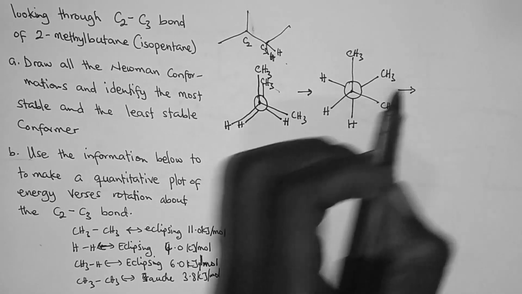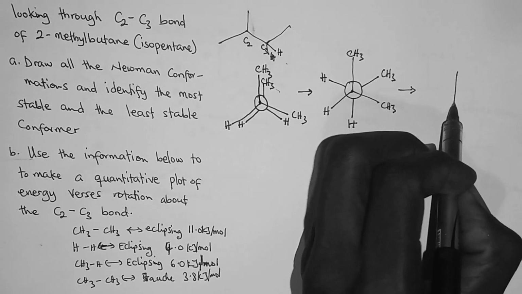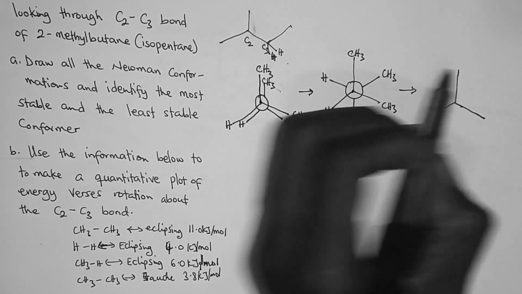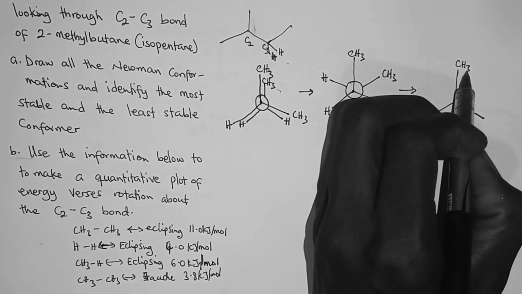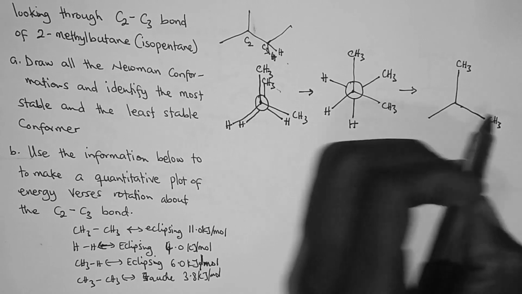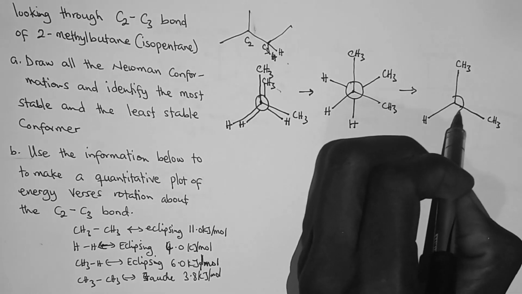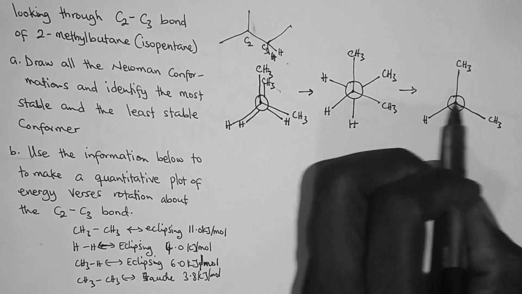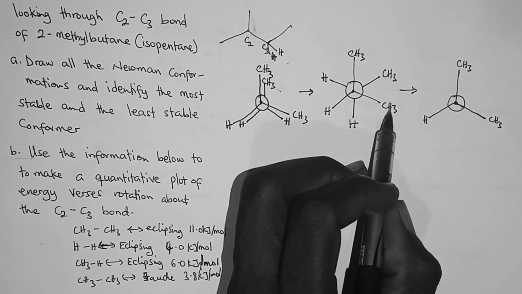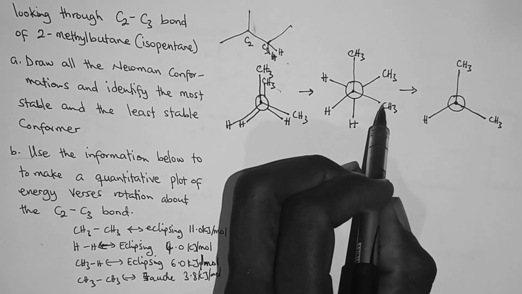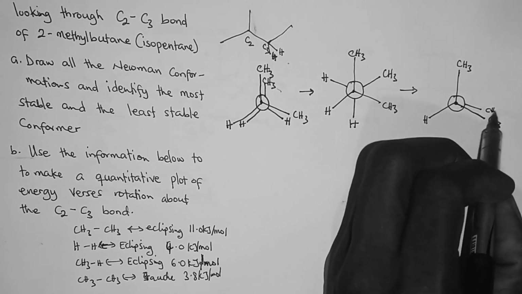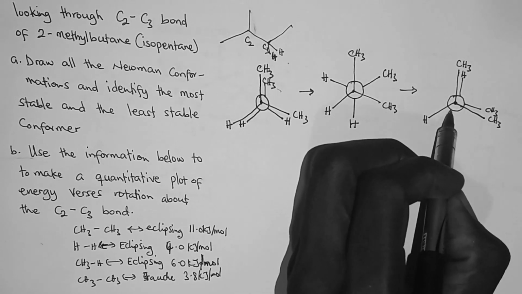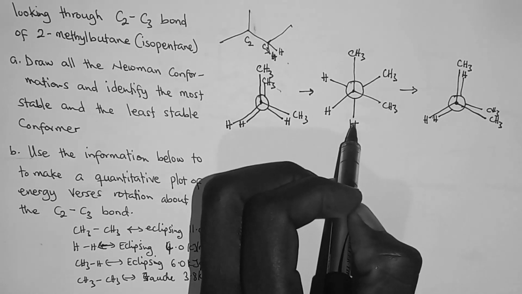We can go to the next conformer by rotating another 60 degrees. So this is a CH3 and this is also a CH3 and this is a proton, and this is the carbon in front. So the carbon at the back, we are rotating another 60 degrees. So this CH3 will come here. So here will be a CH3 and then this proton goes to the top. So here's a proton and then this is also a proton, which is here.